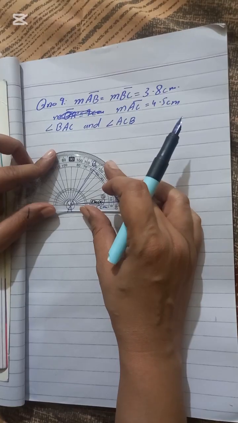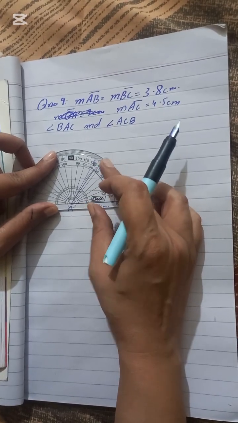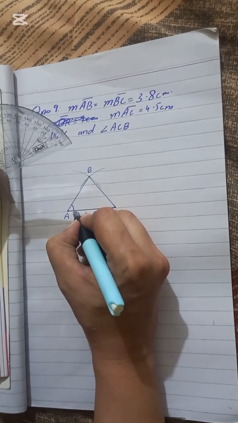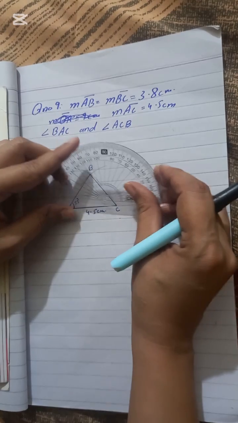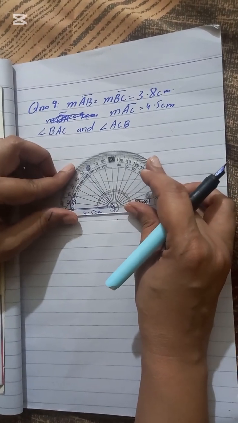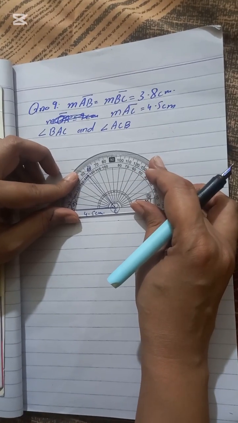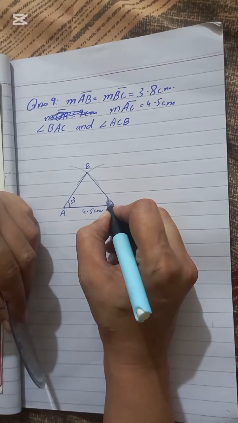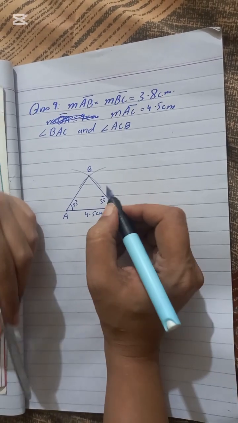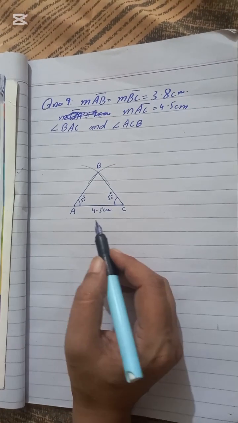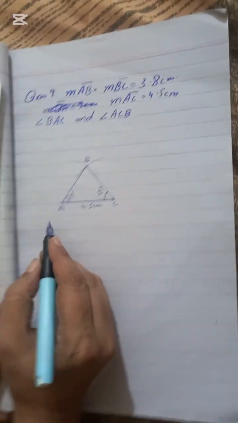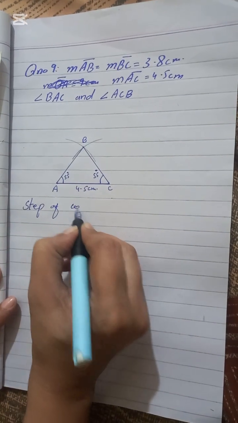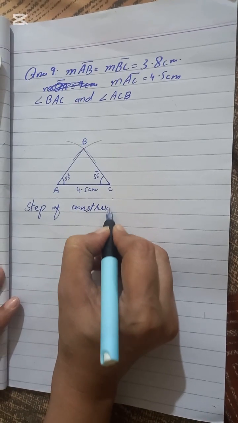Now we measure angle A. It's about 55 degrees. And measure angle C. Angle C is also 55 degrees. Okay, so both are 55 degrees. And now the steps of construction. Write down the steps of construction.